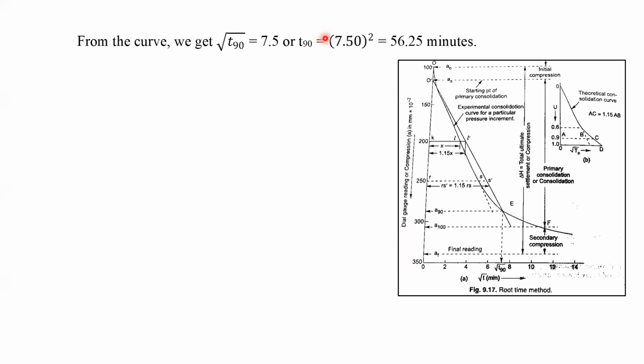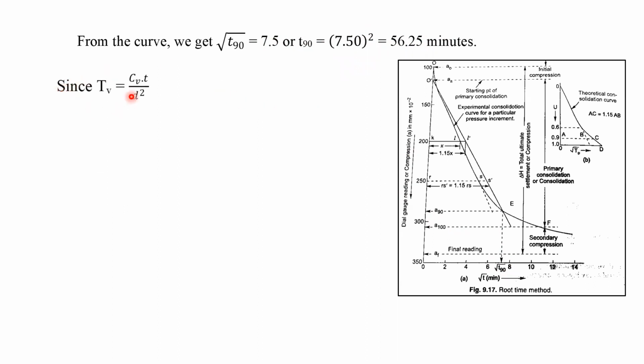We can see here, at the point E, 90% consolidation. What we are going to do, we can draw one vertical line. Suppose it cuts at 7.5 here. So the square root of T90, because 90% consolidation, we can say T90, will be equal to 7.5, or further we can write T90 is equal to 7.5 squared. This will be equal to 56.25 minutes.